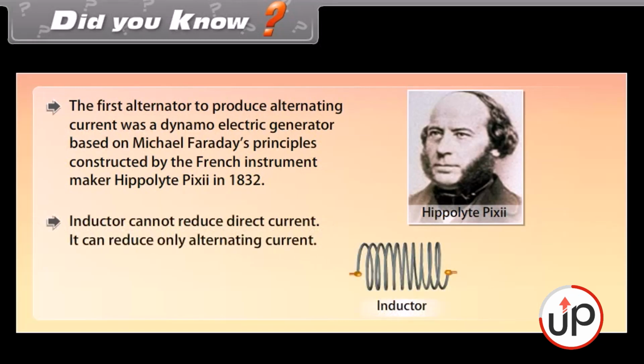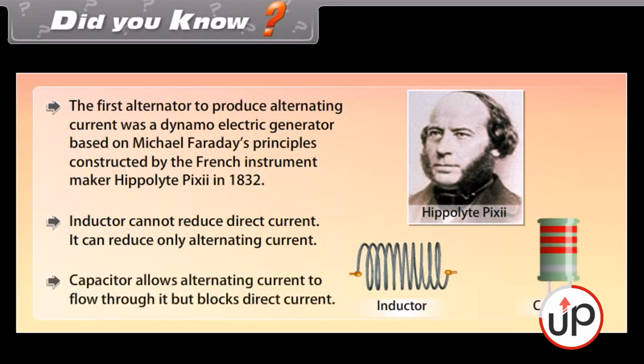An inductor cannot reduce direct current. It can reduce only alternating current. A capacitor allows alternating current to flow through it, but blocks direct current.